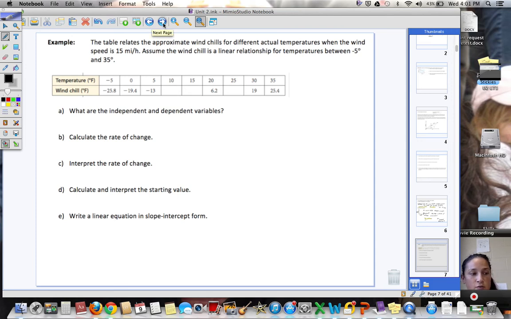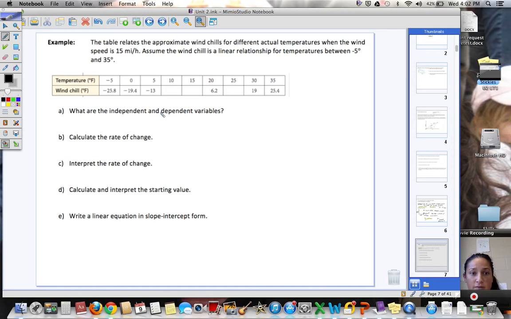Okay, so now we have this table, and let's read this. The table relates to the approximate wind chills for different actual temperatures when the wind speed is 15 miles per hour. Assume the wind chill is a linear relationship for temperatures between -5 degrees and 35 degrees.